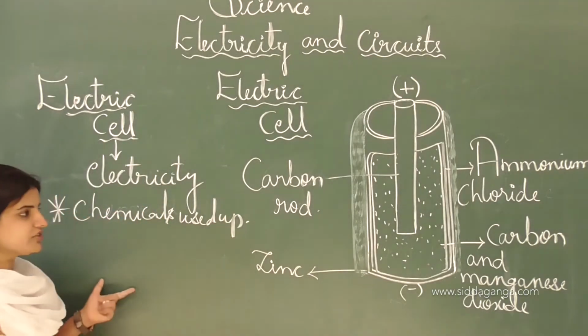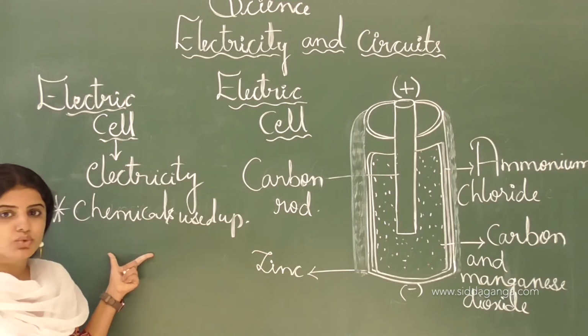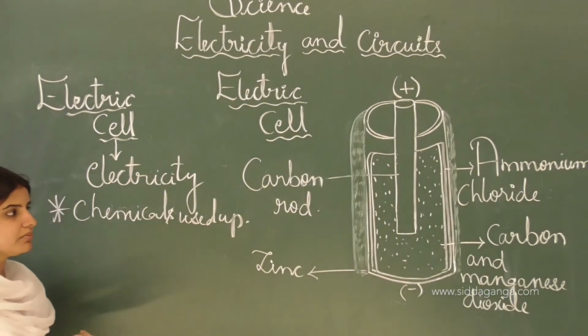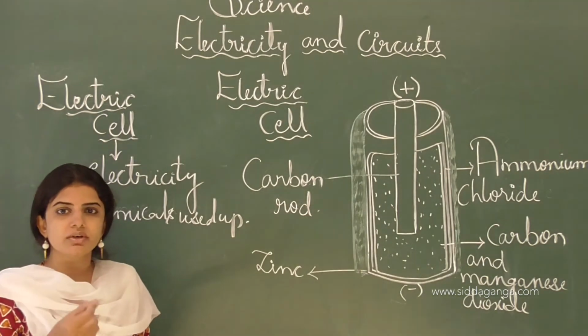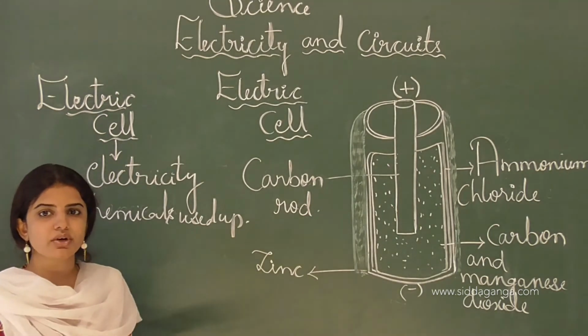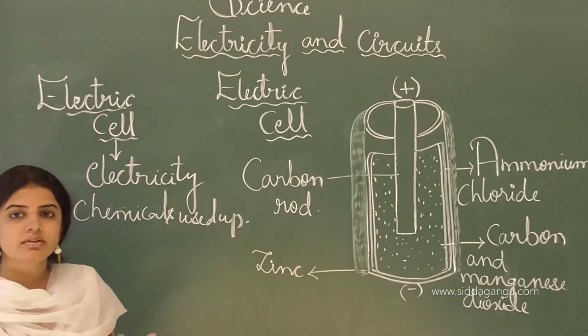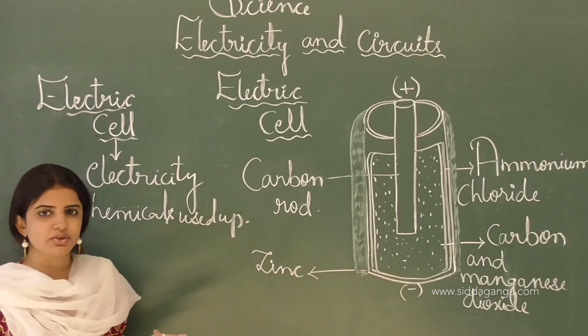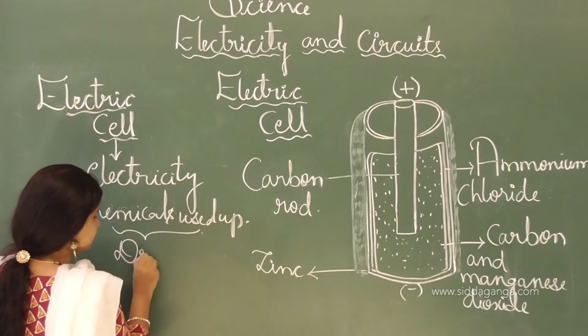After the chemical reaction is completed, the cell loses the reaction, and when we put the cell into the torch, it will not glow because the chemicals are used up, and thereby the bulb will not glow. That's why it is also called a dry cell.